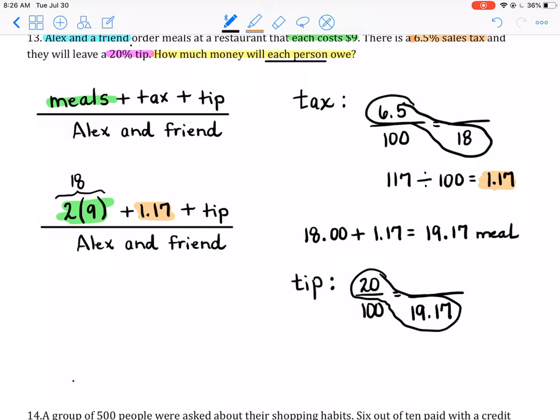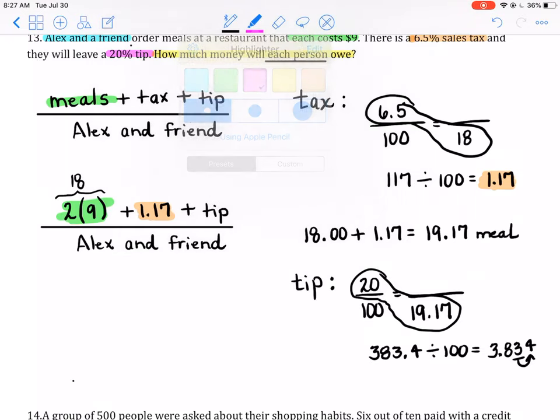And we're going to multiply that one. $19.17 times 20 is $383.4. Divide by 100. So the tip is going to be about $3.83. You will have to round, but it won't round up. So the tip I'm doing in this pink color, and that's this amount. So I'm going to erase out the word tip in my story and put in the amount that we found.